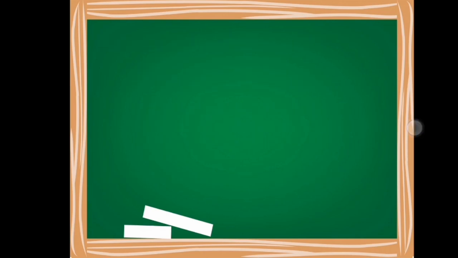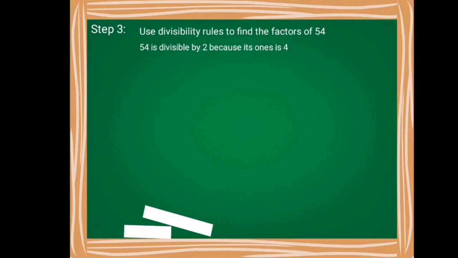Step 3. We will find the factors of 54. Use divisibility rules to find the factors of 54. 54 is divisible by 2 because its ones is 4. 54 divided by 2 equals 27. 2 times 27 equals 54. So, 2 and 27 are factors of 54.